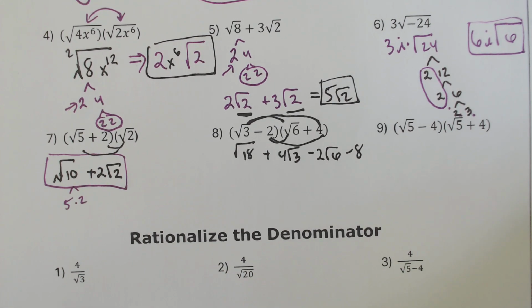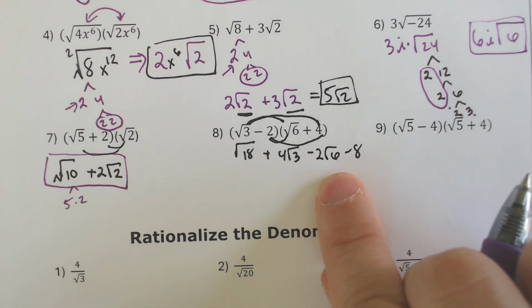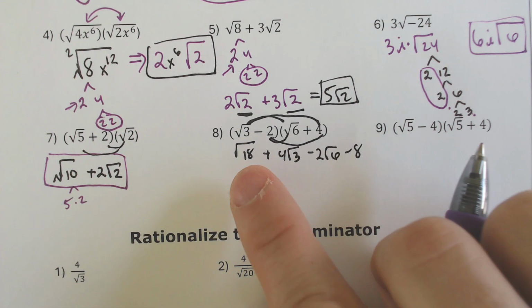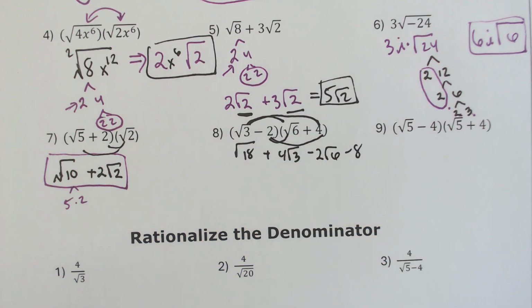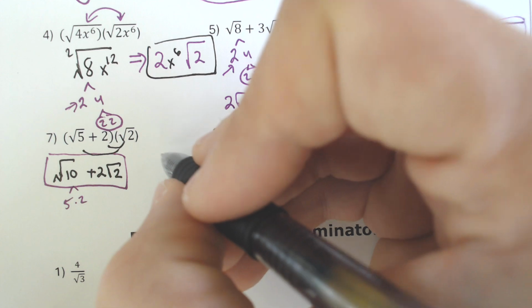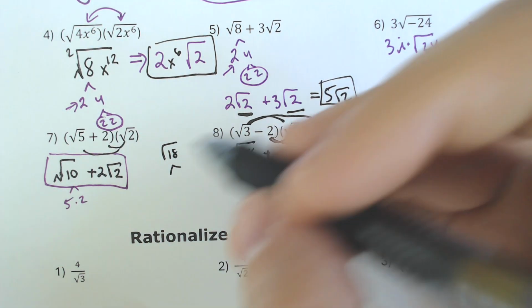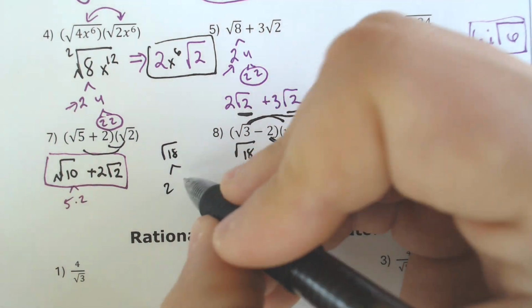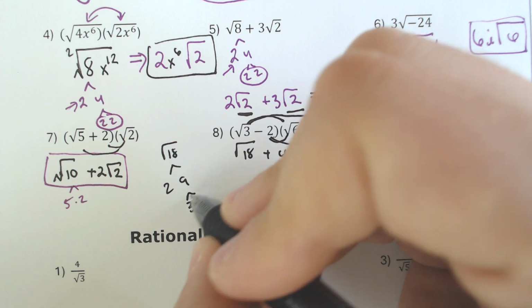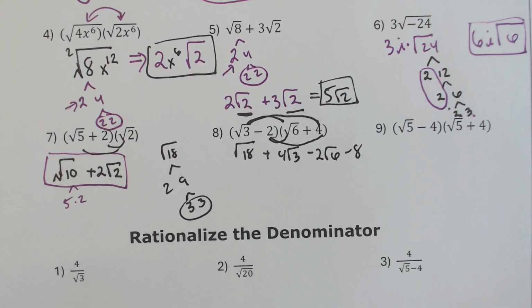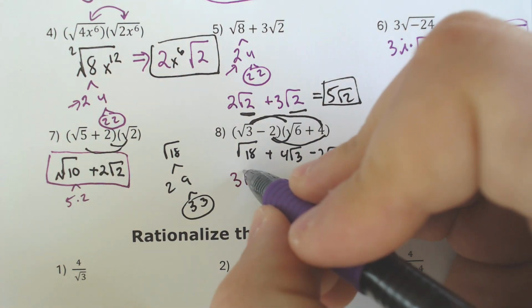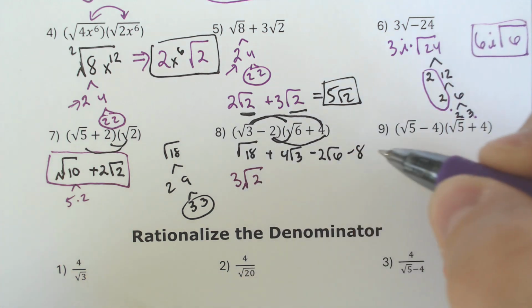Is there anything we can combine yet? No. Square root of 3 and square root of 6 are not the same. Can't combine them. Square root of 18 we might be able to do something with. Let's see what happens if we break down the 18. I'm going to do it off to the side, that way I don't mess up this part. So we've got 2 and 9 and 3 and 3. We've got a pair of 3s. Finally, a different type of pair. So we have a 3 on the outside and a 2 left underneath.